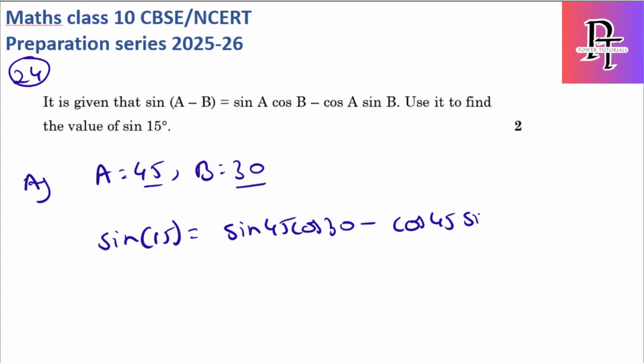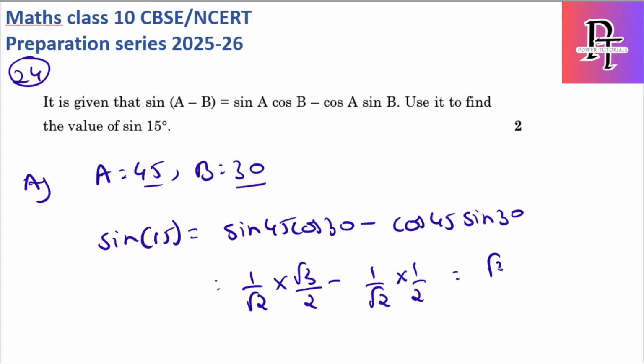cos 45 sin 30. So sin 45 is 1 by root 2, cos 30 is 1 by root 2 minus cos 45 is 1 by root 2. Wait, cos 30 is not 1 by root 2, it is root 3 by 2. Cos 45 into sin 30 is 1 by 2. So this becomes root 3 by 2 root 2 minus 1 by 2 root 2. If I take LCM, I'll get the final answer as root 3 minus 1 by 2 root 2, which is the value of sin 15.